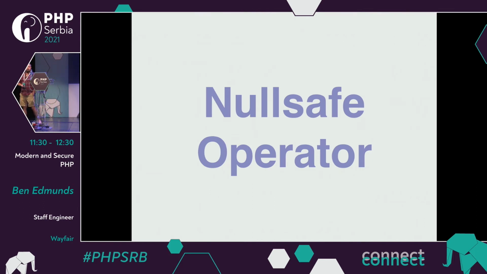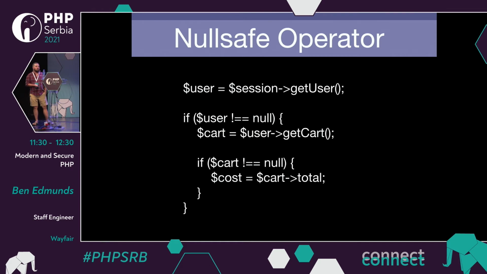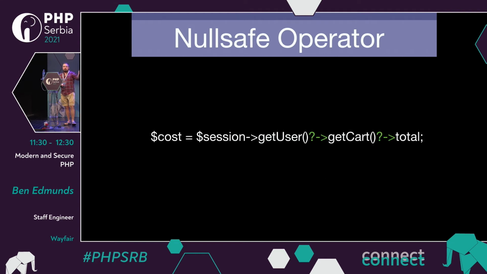The nullsafe operator was added in PHP 8. Before, you had to do a lot of stuff like this as well. You say, get my user. If the user's not null, get the cart. If the cart's not null, get the cost. And so you ended up with a lot of branches like this throughout the code. Now we can do this. This is really an advantage for method calls. We can say session get user. If that's good, get cart. If that's good, get the total. So this is for null checks against method returns. A lot of the updates we've got to PHP over the last few years just make the code a lot simpler to read and a lot simpler to write.